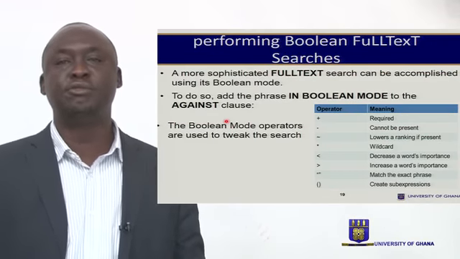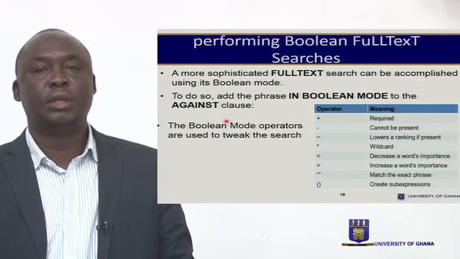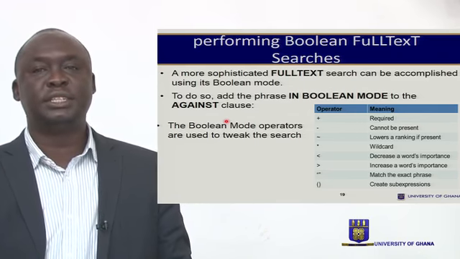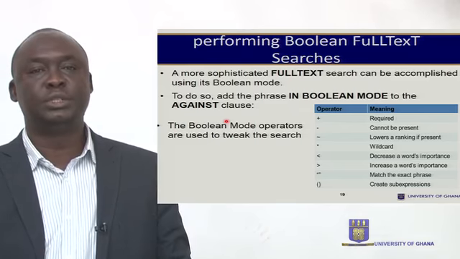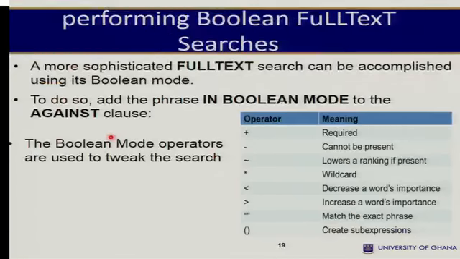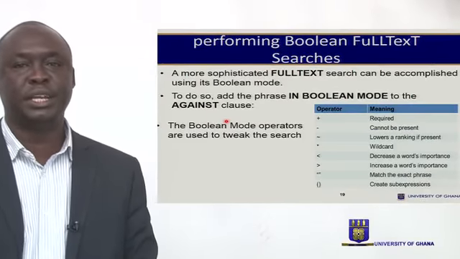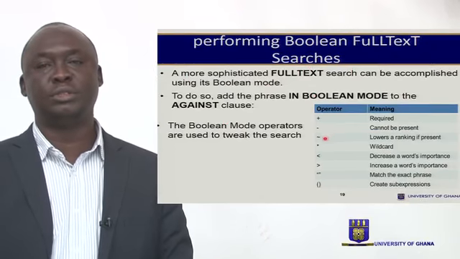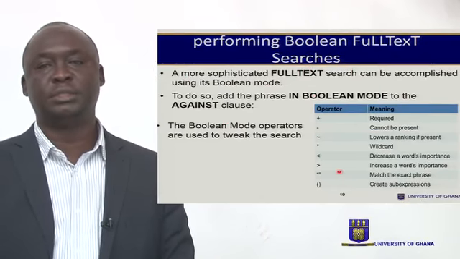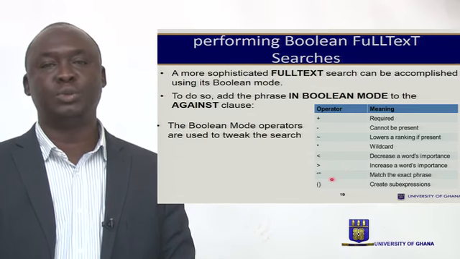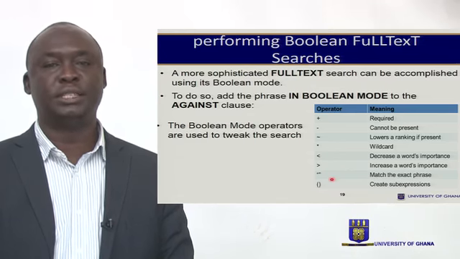Performing Boolean full text searches. A more sophisticated full text search can be accomplished using its Boolean mode. To do so, we add the phrase IN BOOLEAN MODE to the AGAINST clause. And the Boolean mode operators used in making this search include the plus, minus, and asterisk. All these are the operators we use in doing the Boolean search.